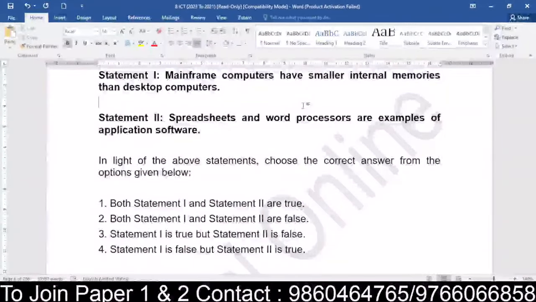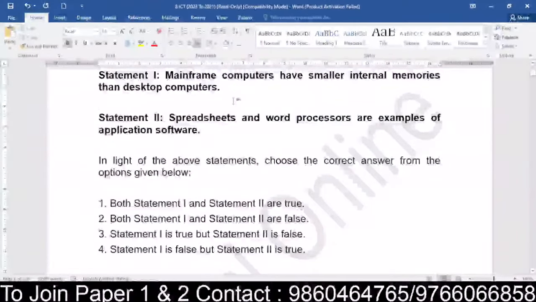So till now, you used to give these questions in a different way. This time, in this latest cycle, they gave it a different way. So let's see how many of you are able to do it. We are talking about mainframe computers, which have smaller internal memories. Do mainframe computers have smaller internal memories? Definitely not. So statement 1 stands to be false.